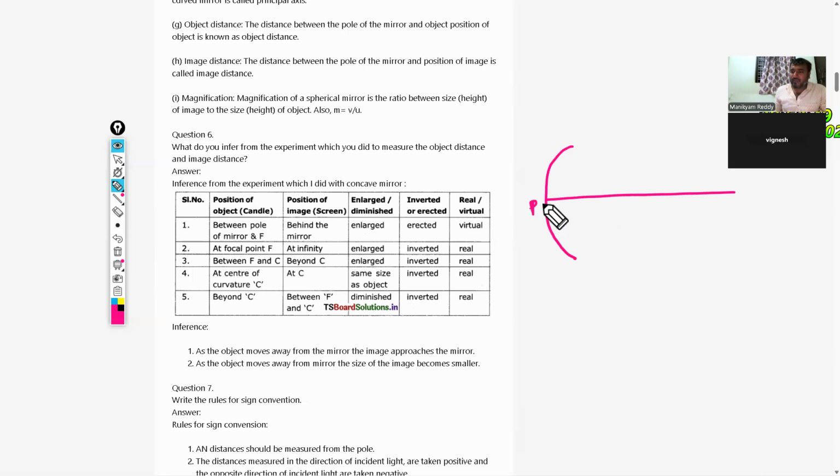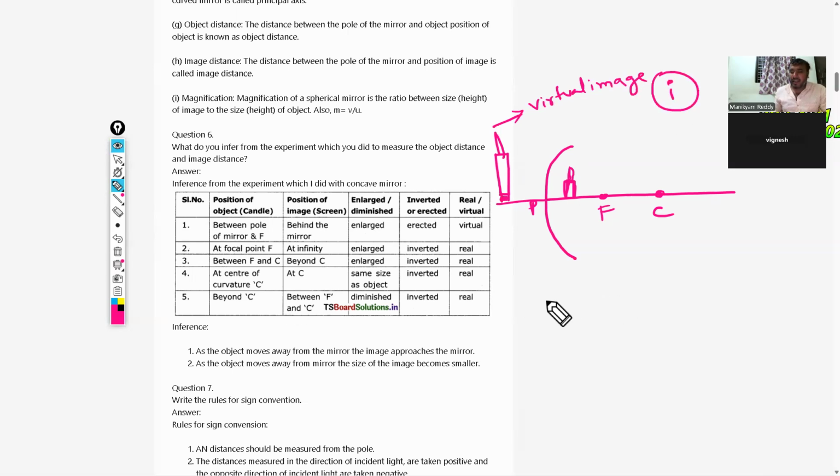Pole, focus, center of curvature. Object kept between pole of mirror and F. Object is here, where the image is formed behind the mirror. What image are you going to get here? Here you are going to get a virtual image. This is the first case.